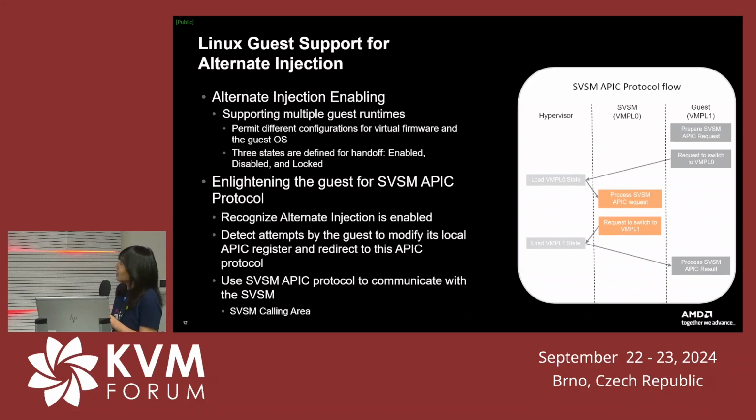From what we can see, obviously, the hypervisor is only responsible for the VMPL switch. So there's no sensitive information leaked to the hypervisor. So simply, what we need to do for the guest is to enable the alternate injection for the guest and enable the guest for the SVSM APIC protocol.